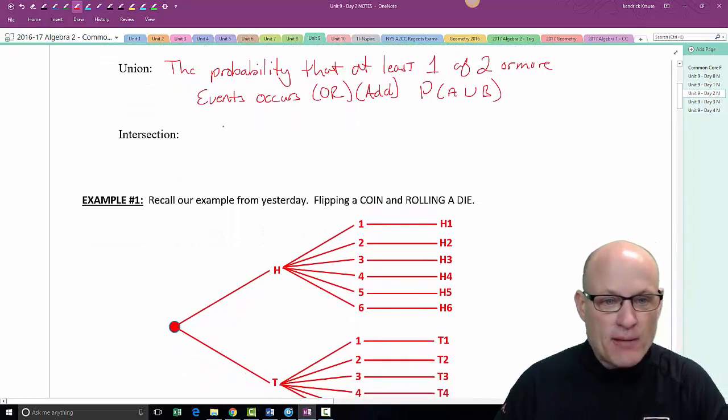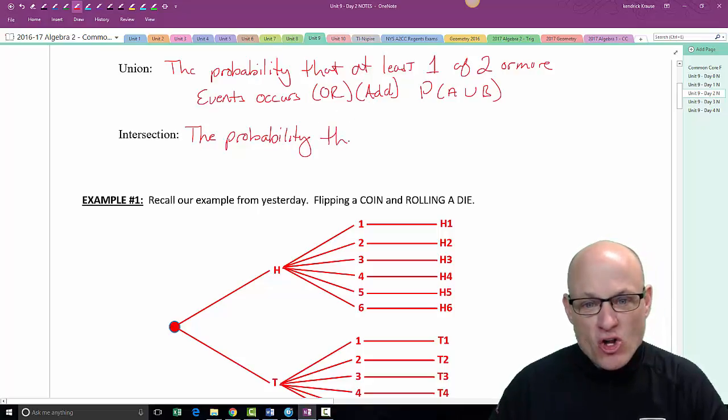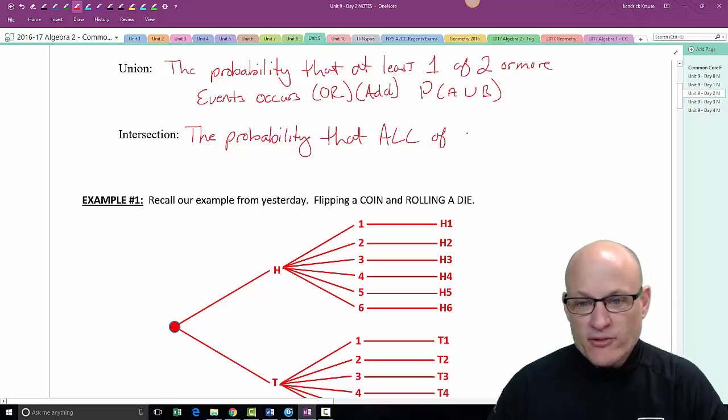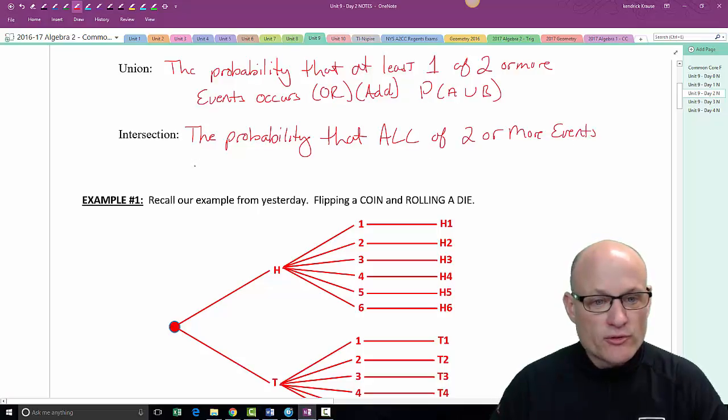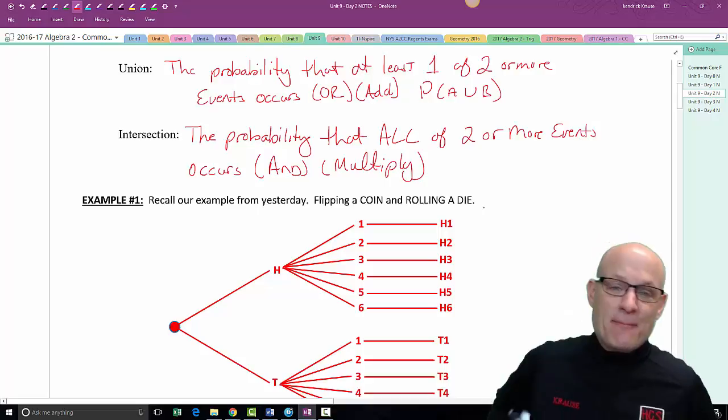The intersection is the probability that all of 2 or more events occurs. And what did I tell you I want you to remember about this? This is an and. An and means we're going to multiply.